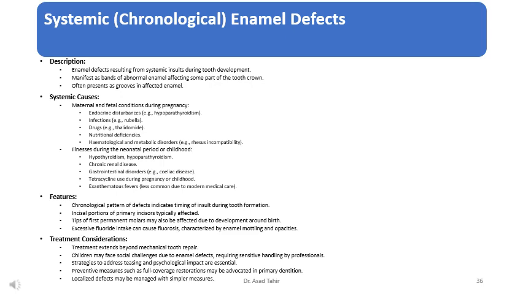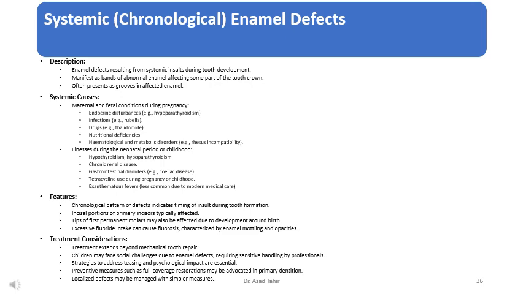Features. Chronological pattern of defects indicates timing of insult during tooth formation. Incisal portions of primary incisors typically affected. Tips of first permanent molars may also be affected due to development around birth. Excessive fluoride intake can cause fluorosis, characterized by enamel mottling and opacities.